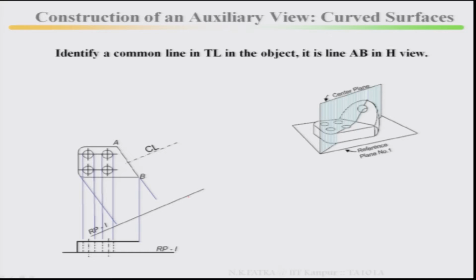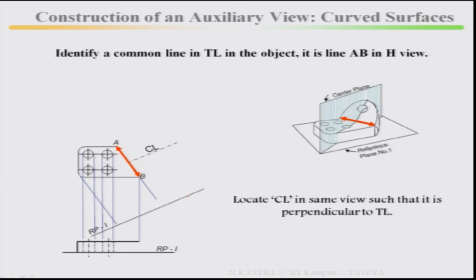Then identify a common line in true length in the object. So this is a common line. Locate CL in the same view such that it is perpendicular to your true length. The next step is to get the point view of AB.